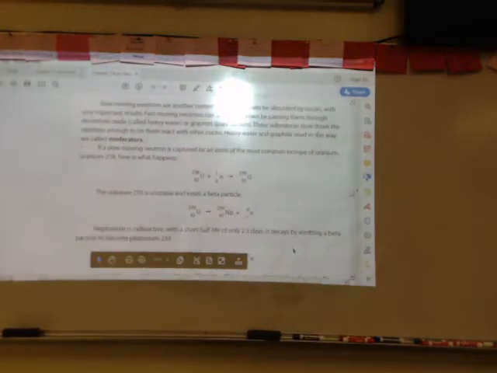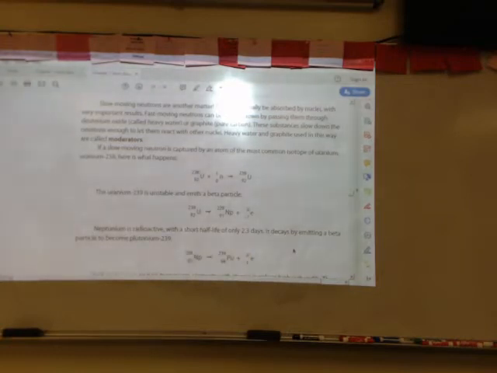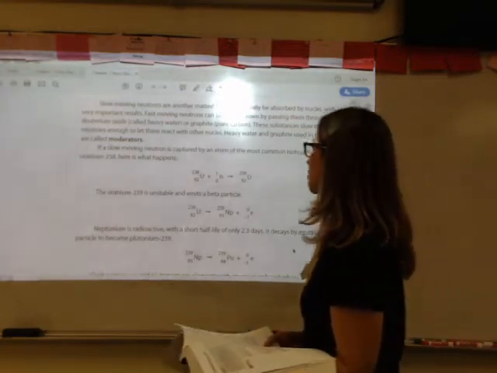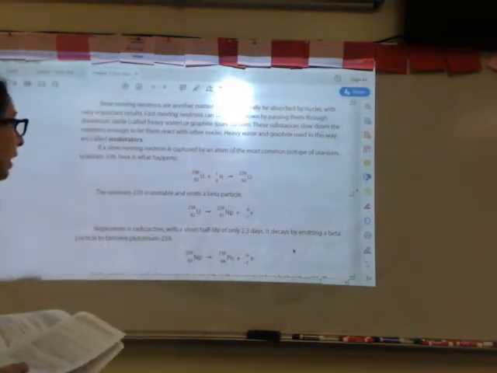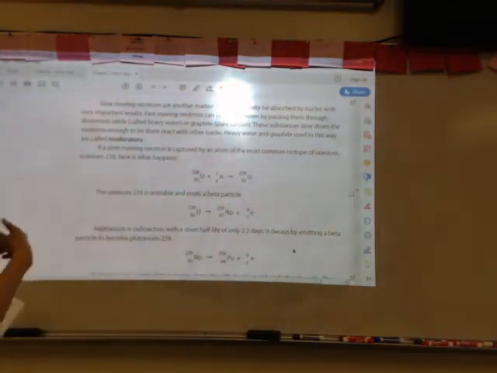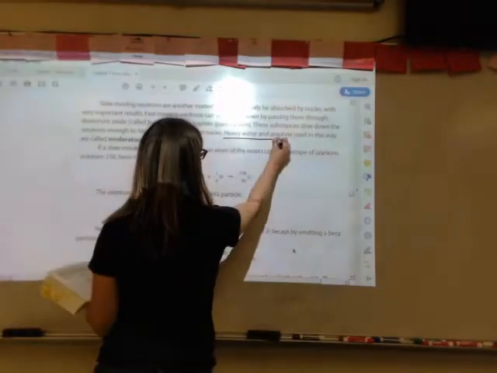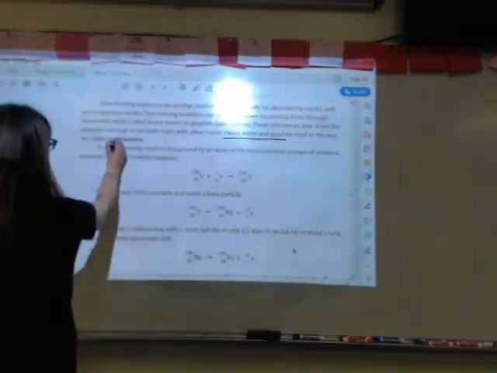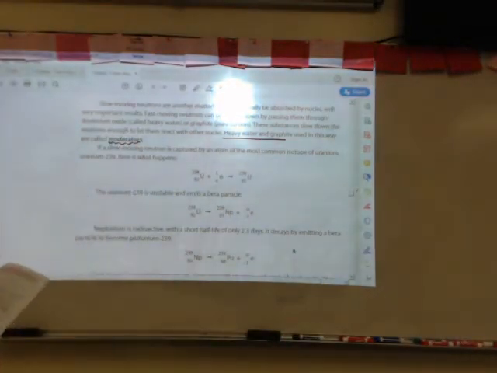Let's go to the next page. So slow-moving neutrons are another matter, and they can be absorbed by nuclei. Fast-moving neutrons can be slowed down by passing them through heavy water or graphite. That slows the neutrons down enough to let them react with other nuclei. So heavy water and graphite, when they're used in this way to slow something down, are called moderators.